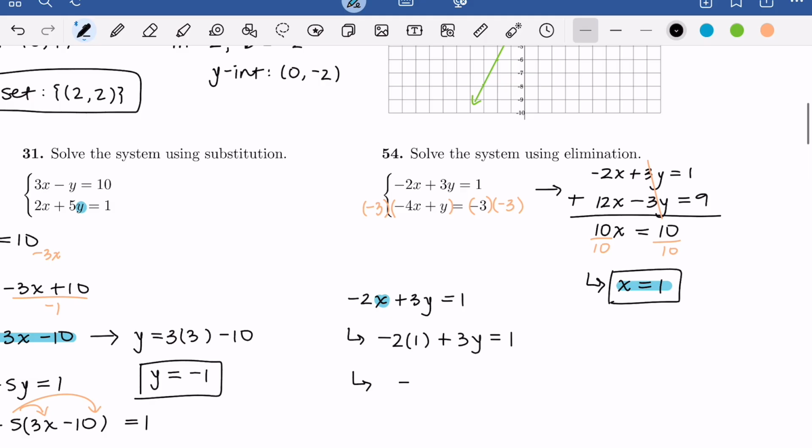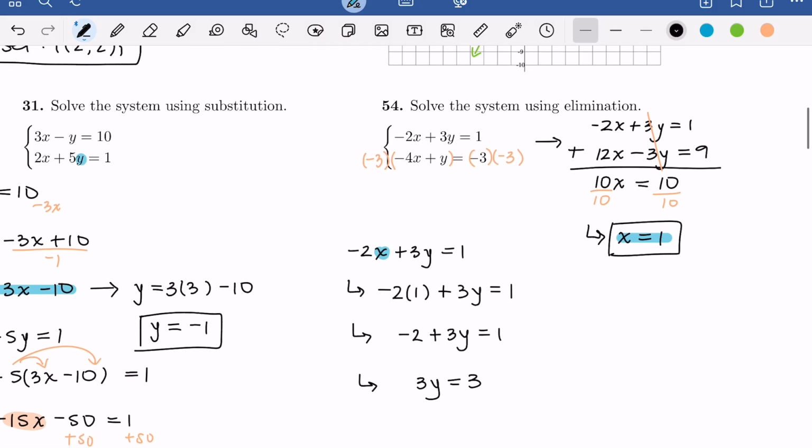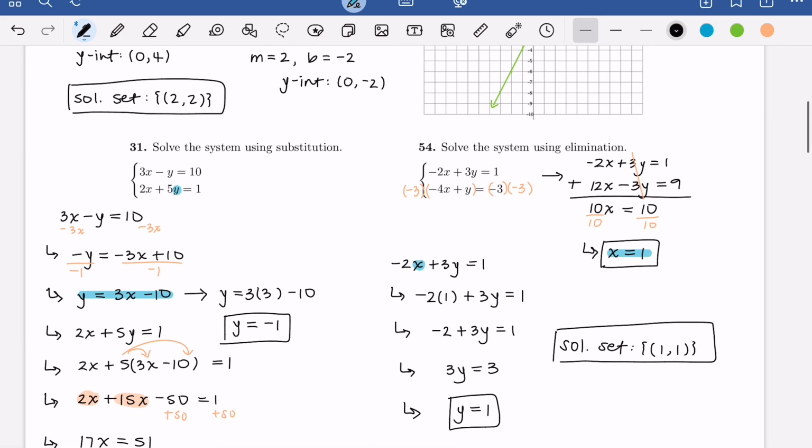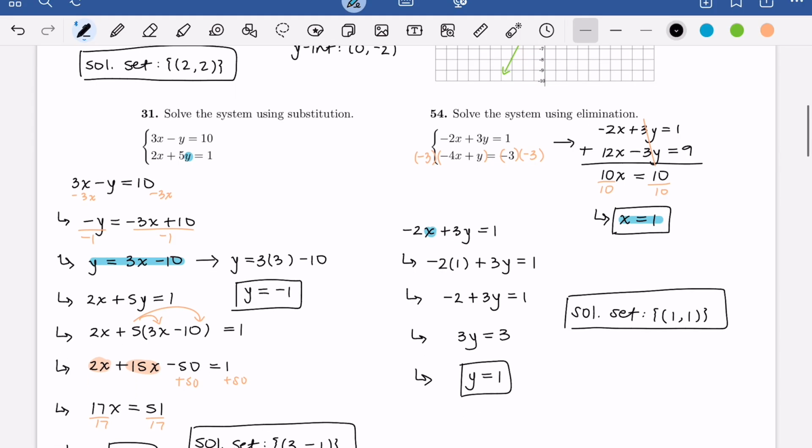So this is going to give me -2 plus 3y is equal to 1. And then I will add 2 on both sides of this equation. This will give me 3y is equal to 3. So dividing both sides by 3, we're going to get that y is also equal to 1. So our solution set in this case is going to be the ordered pair (1, 1). So that's how we would solve this system using our elimination method.